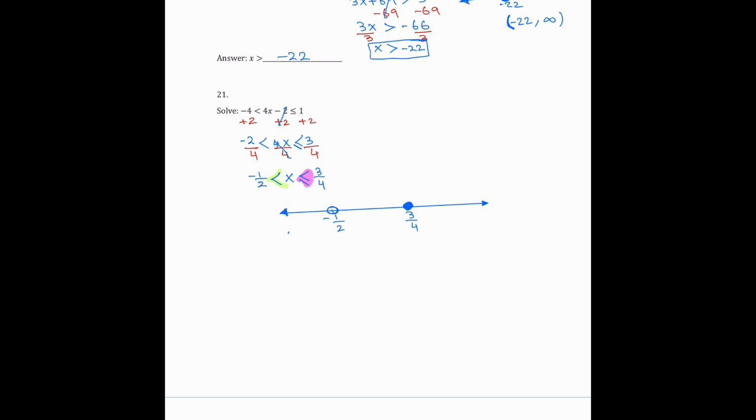Let's read the inequality from the middle. So x is greater than -1/2. Greater than means all of the numbers to the right. And then x is less than or equal to 3/4. So it's all of the numbers to the left of that number. The answer is the intersection between the two, which means it's this area right here. We can represent this interval as -1/2, open on that side, goes all the way to 3/4, and it's inclusive, which means we're going to put a square bracket.